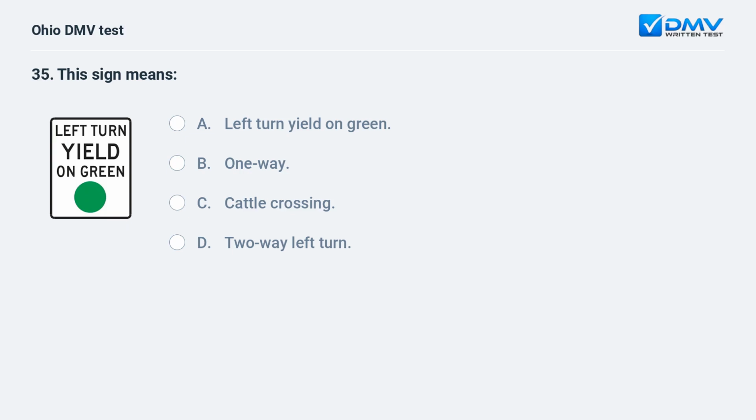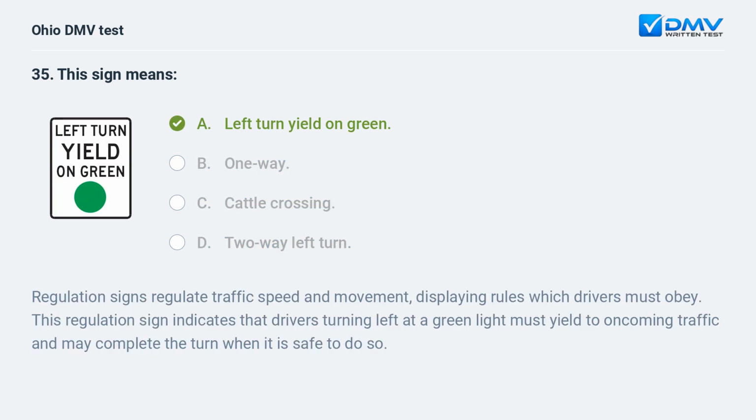This sign means A. Left turn yield on green. B. One way. C. Cattle crossing. D. Two-way left turn. A. Left turn yield on green.